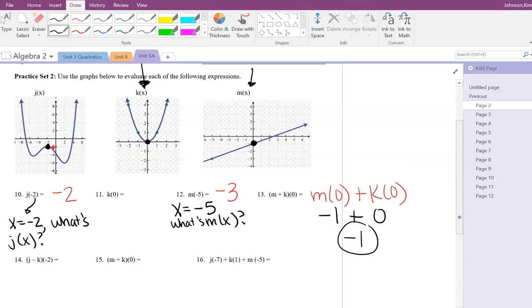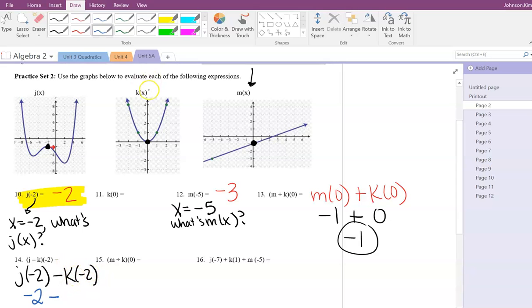Let's try 14 and 15. So 14 is finding j of -2 and then subtracting k of -2 from it. We already know j of -2, we found that earlier, right? So j of -2 we found was -2, so we can just use that. And then minus, now I want to find k of -2.